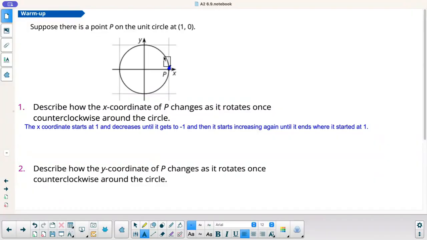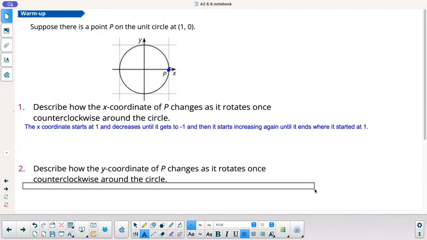And as I move here, it's still positive until I get to pi over 2. Then it starts getting negative, and then it reaches its minimum there at -1, and then it starts increasing again, still negative until it gets to 3 pi over 2, and then it keeps increasing and it reaches its max at 1.